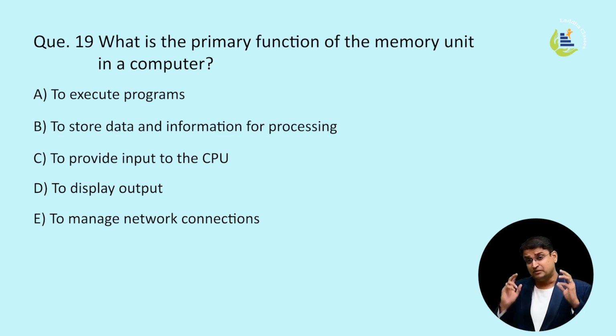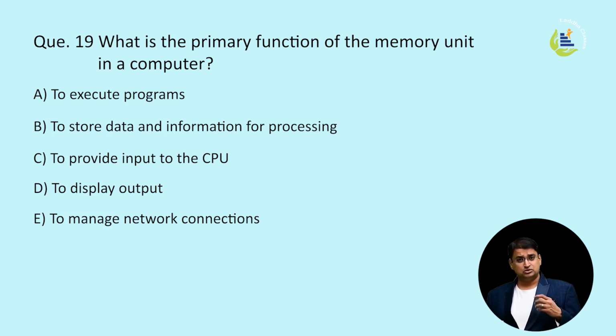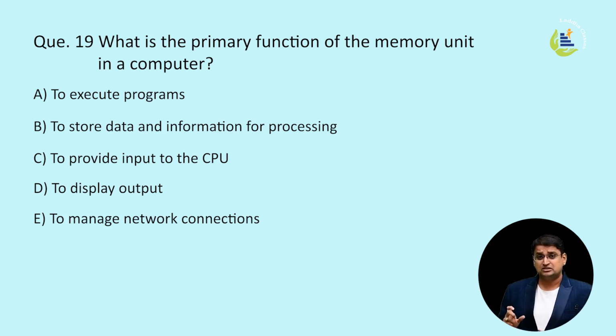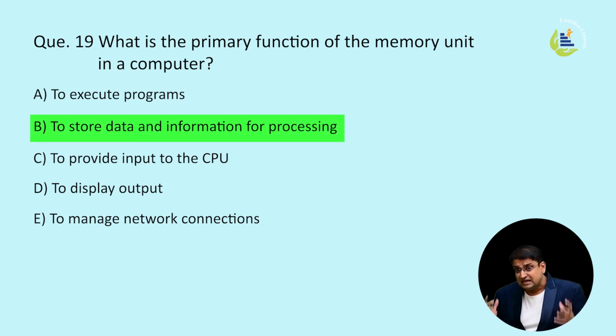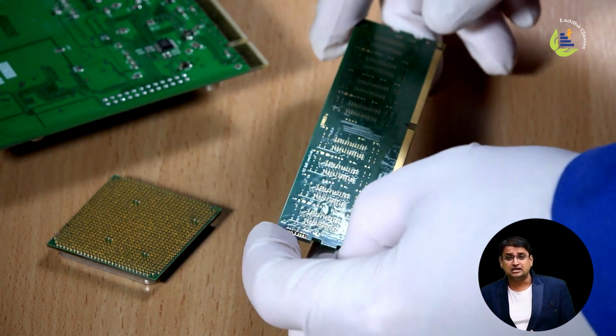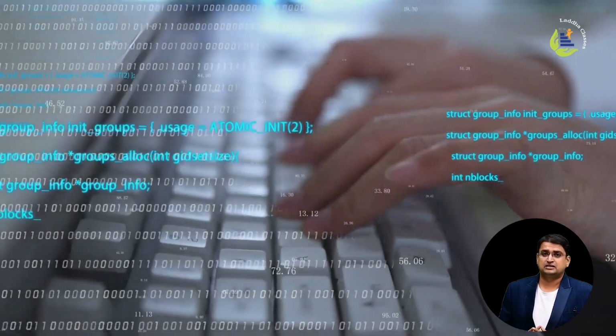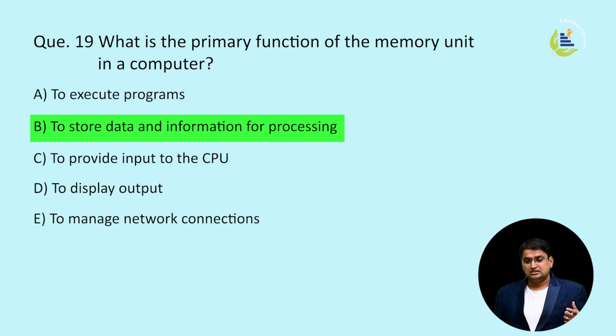Question 19. What is the primary function of the memory unit in a computer? Options are to execute programs, to store data and information for processing, to provide input to the CPU, to display output, to manage network connections. Correct answer option is B, to store data and information for processing. Because the memory unit temporarily holds data and instructions for processing. The memory unit does not execute programs or handle network connections.